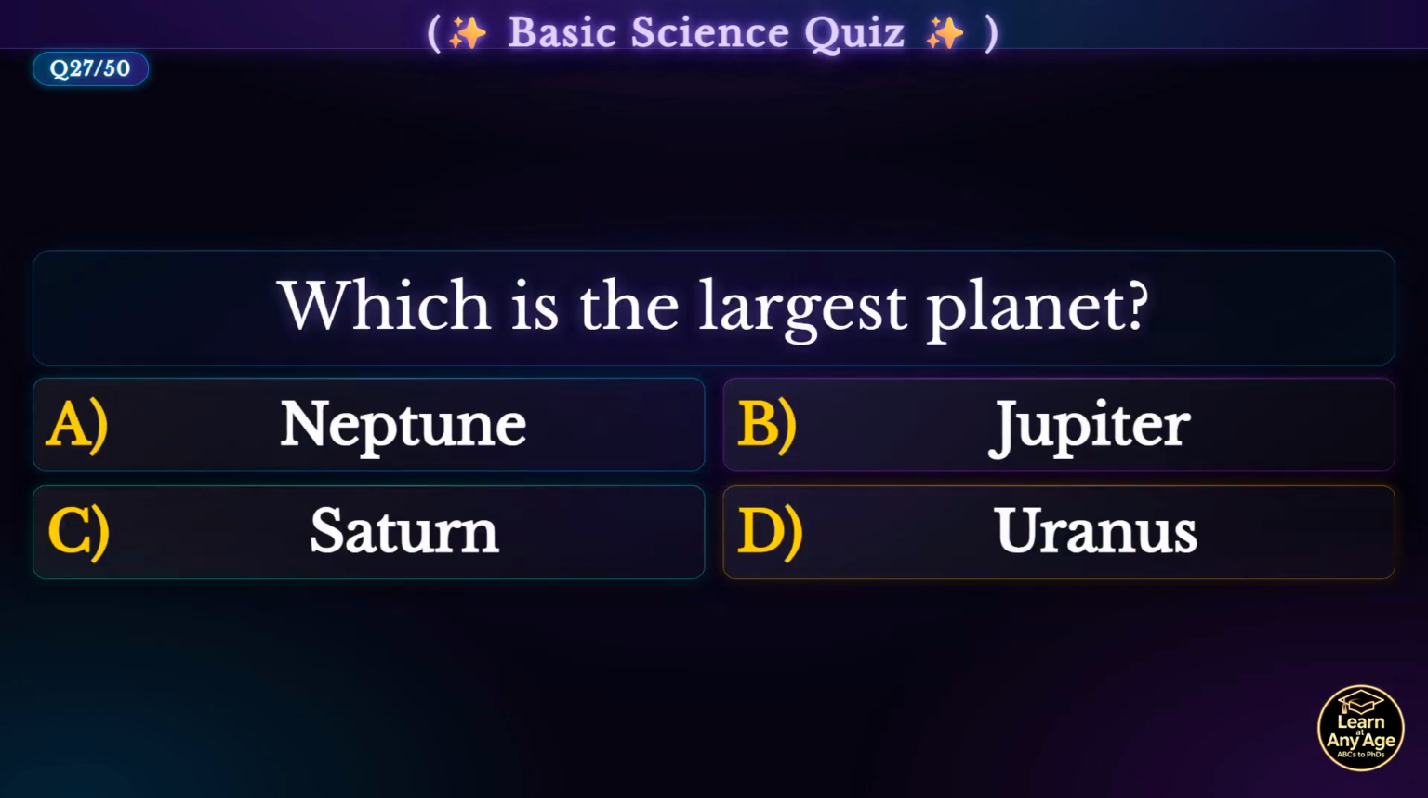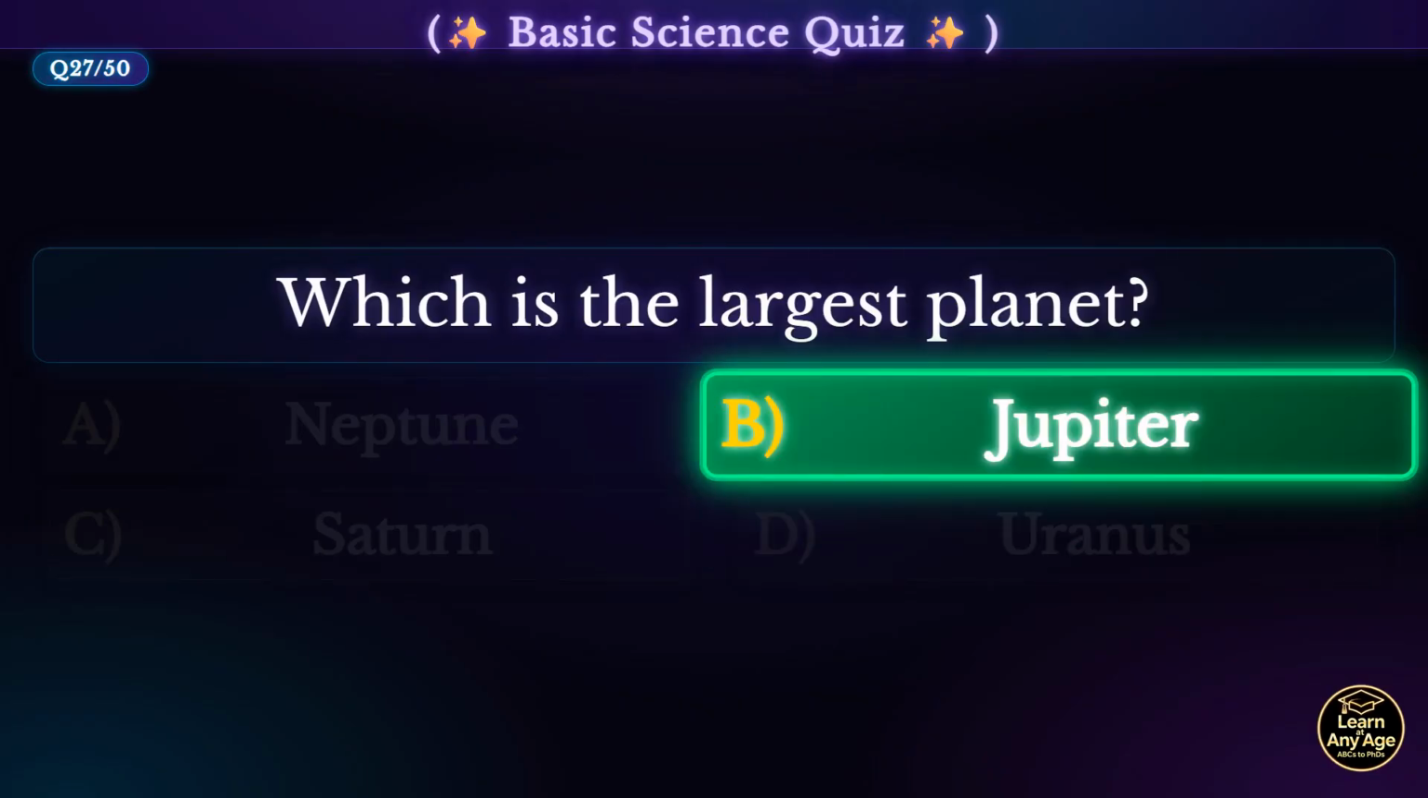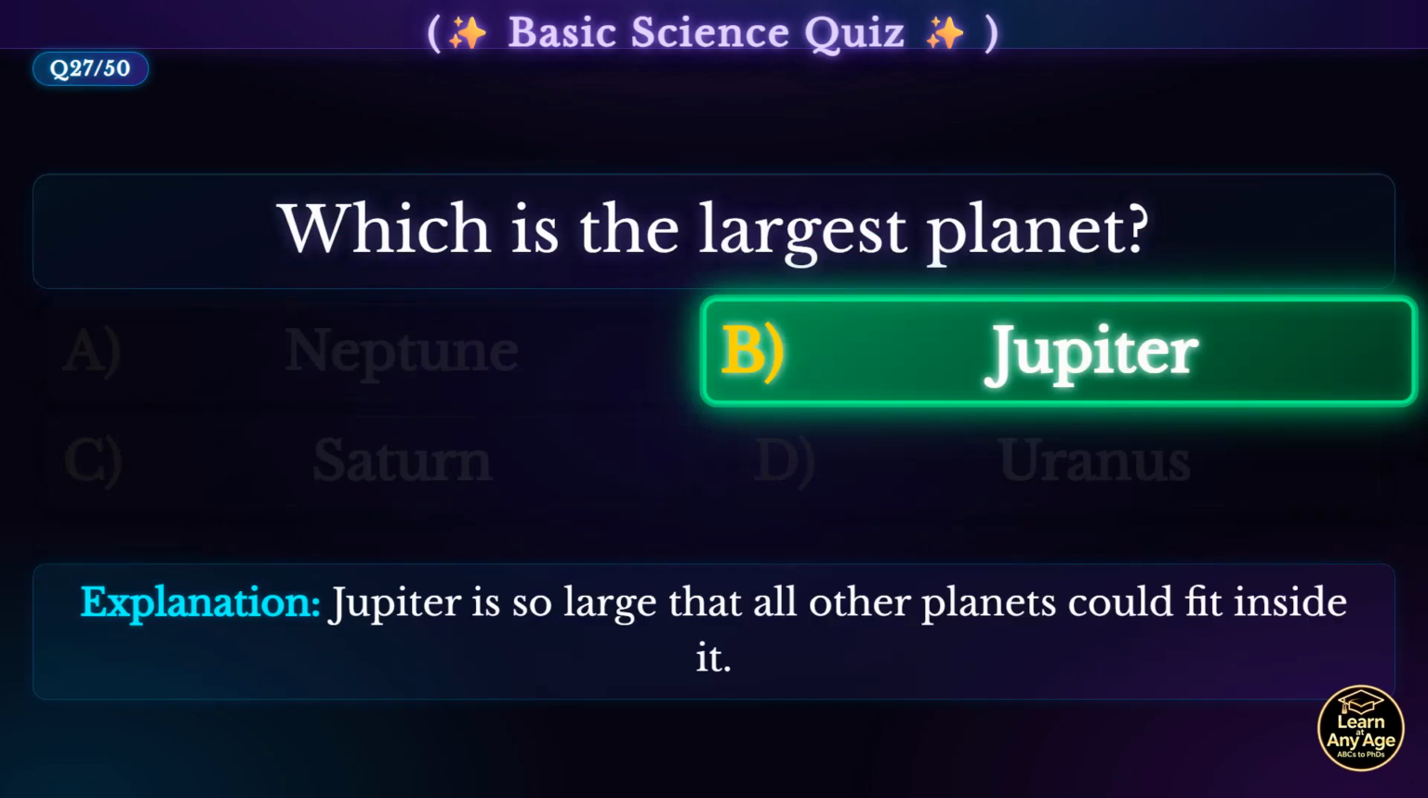Which is the largest planet? Neptune, Jupiter, Saturn, Uranus. Jupiter. Jupiter is so large that all other planets could fit inside it.